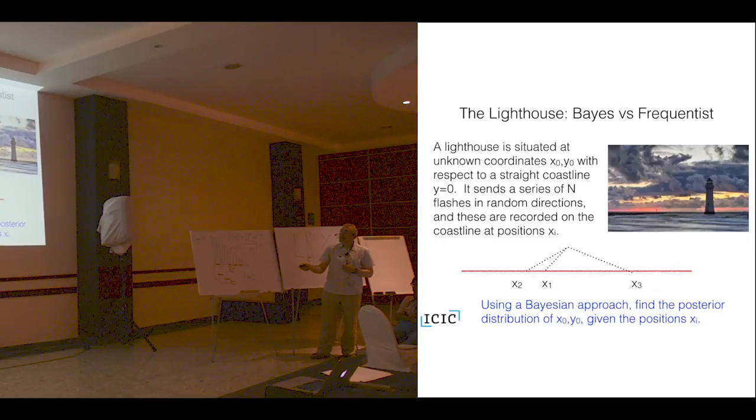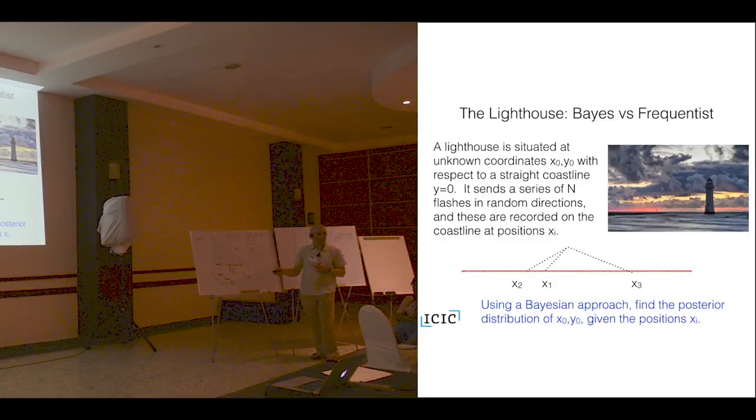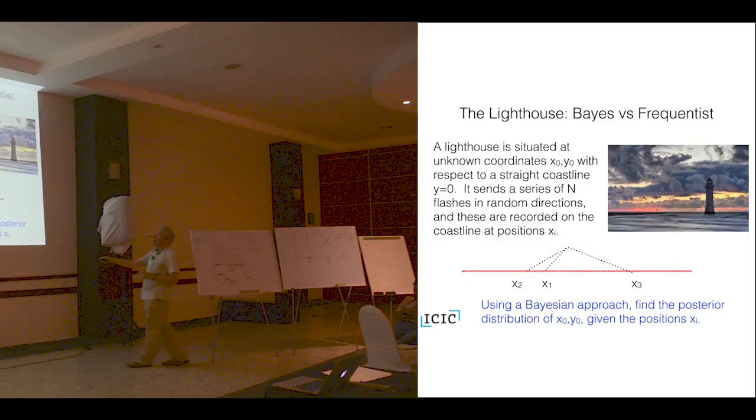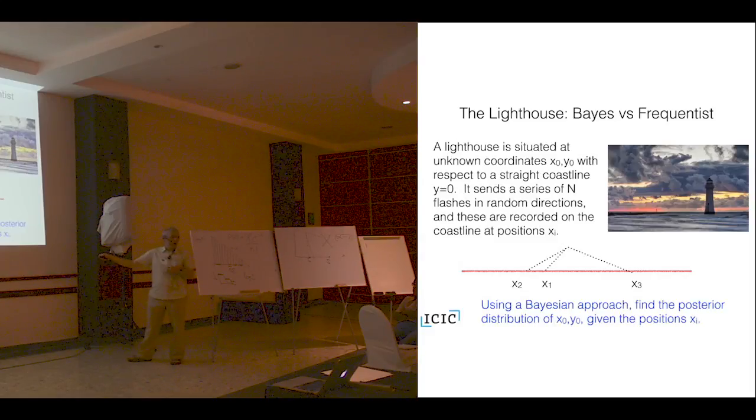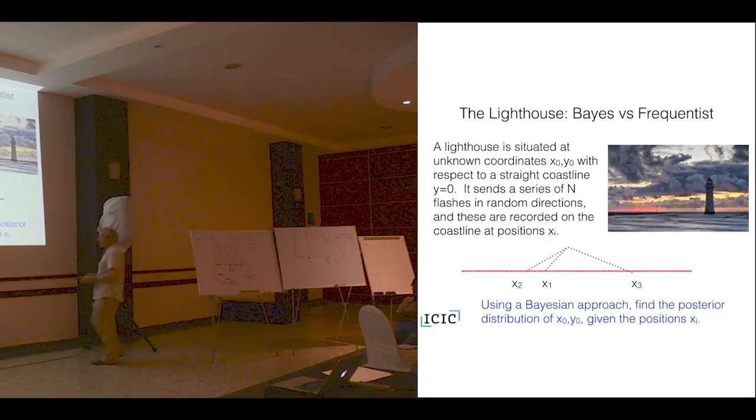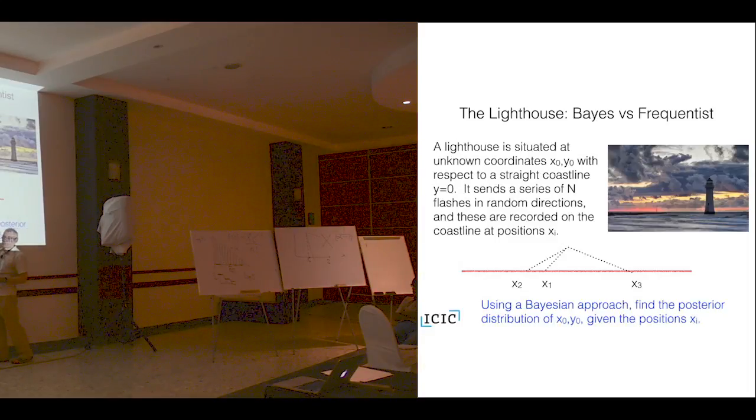And it sends a series of flashes in random directions. So it's a rotating light. And the flashes arrive, half of the flashes arrive on the shoreline, the others go out into the sea. So here's the first one, the second one over here, the third one over here. And the data that are collected are simply the positions of the flashes where they hit the shoreline. So no information is recorded about the direction, or indeed the intensity of the light that lands here. The only information is just this value of x, this value, and this value.